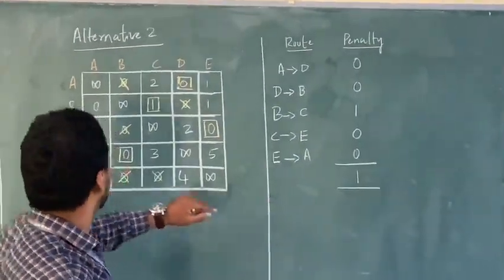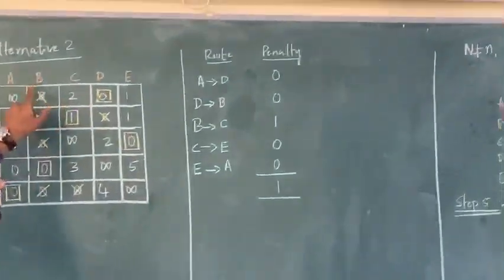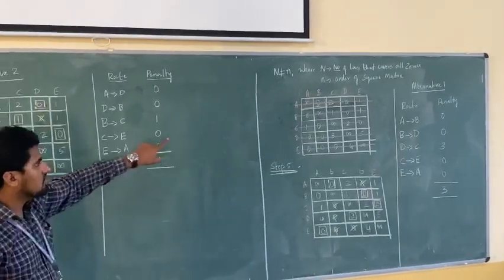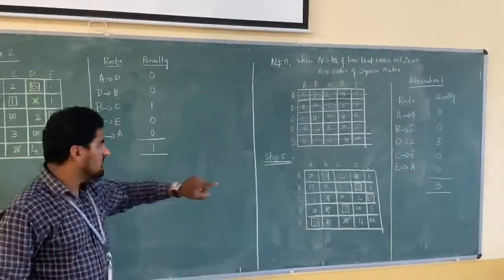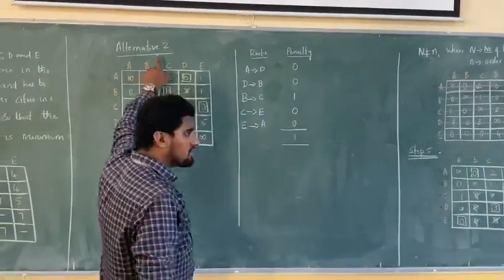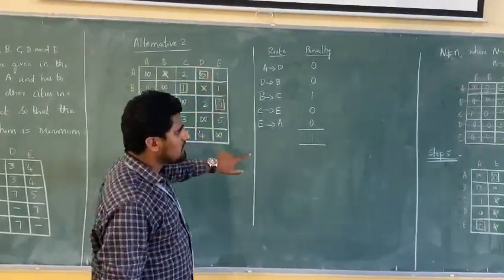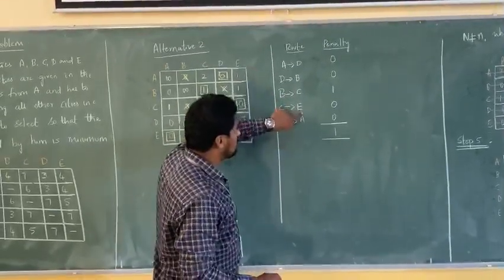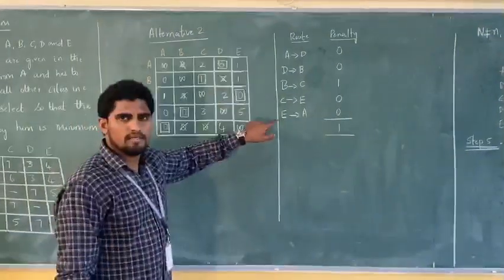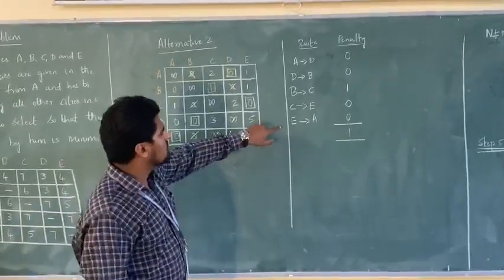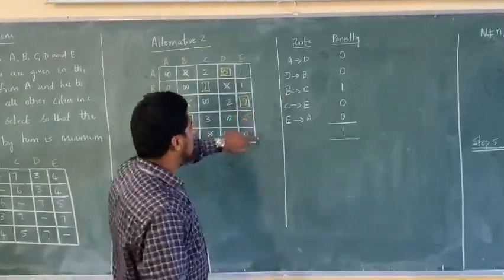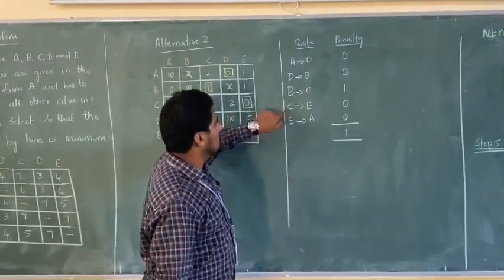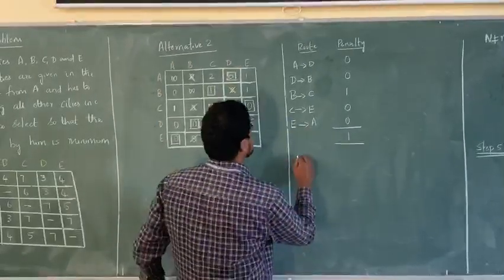Comparing alternative 1 with alternative 2, the penalty in alternative 2 is 1, while in alternative 1 we got 3, which means alternative 2 is the best route. We started from city A and ended with city A. So this completes the best route by comparing both alternatives. The best route is from A to D, D to B, B to C, C to E and E to A.